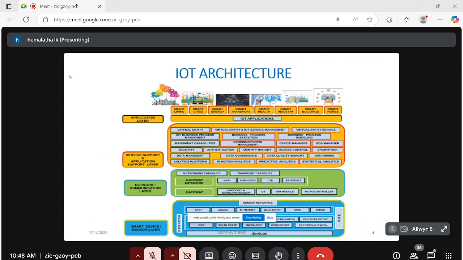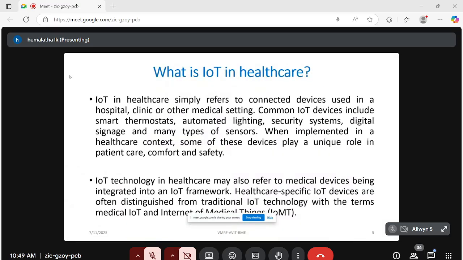And finally comes the real world, that is the application layer, where we can use this IoT in smart living, smart cities, and smart energy, as I mentioned, agriculture, smart health, and the manufacturing industries, buildings, and smart homes. So we are having as many applications where we are deploying as many sensors to sense the real-time data.